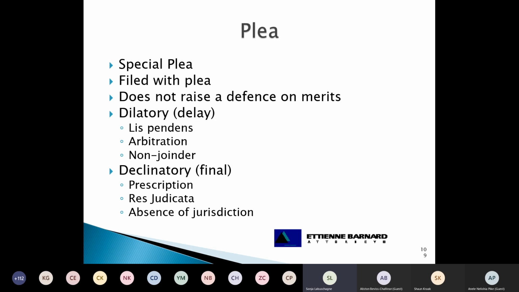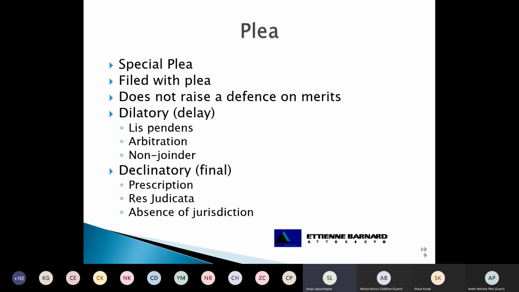Secondly, we have arbitration. Normally in our contracts, the parties choose arbitration and the matter goes to arbitration first. So you need to finalize the arbitration. Obviously you can take your arbitration on appeal or review. So if you're not happy, you can still do that, but you have to wait for the arbitration to be finished. And then the non-joinder, as we spoke earlier, so if you didn't join somebody, you now first have to join them before you can proceed.